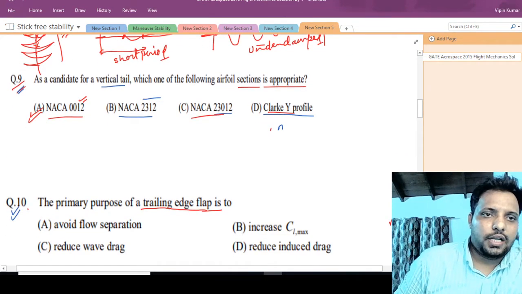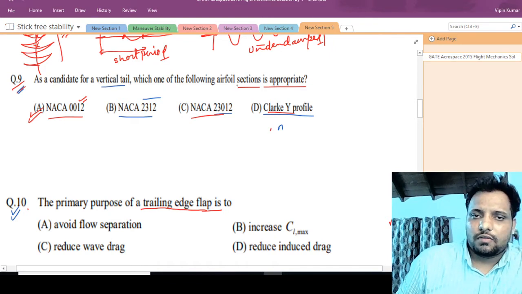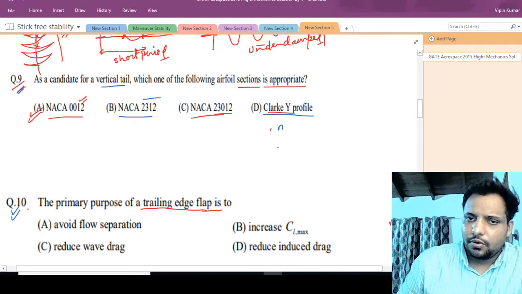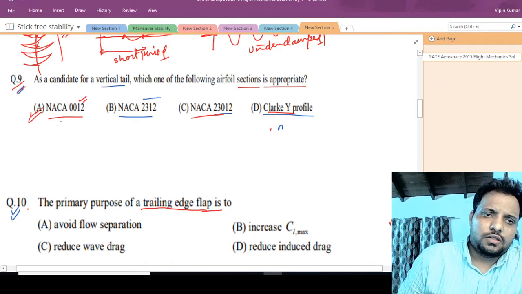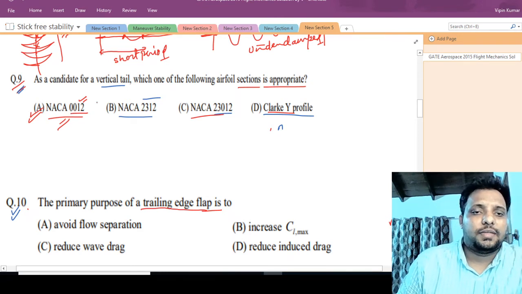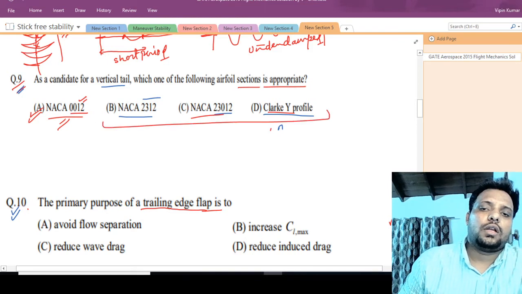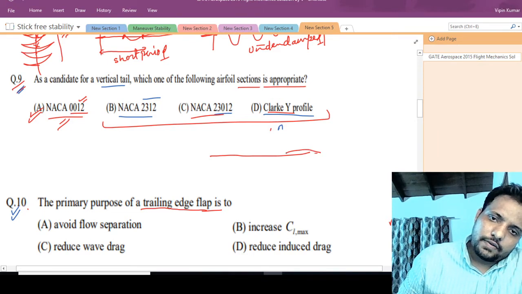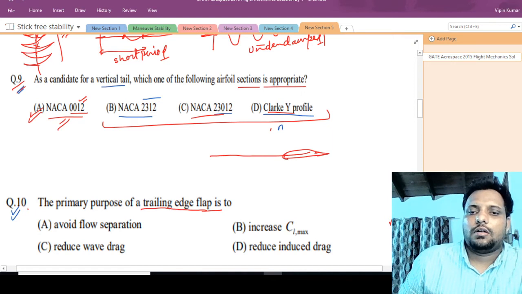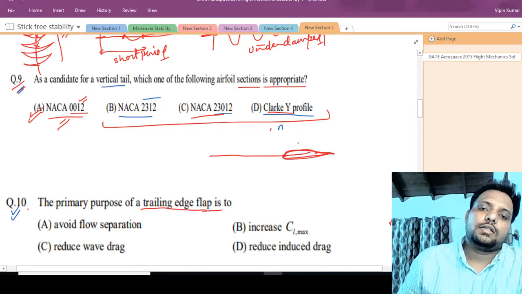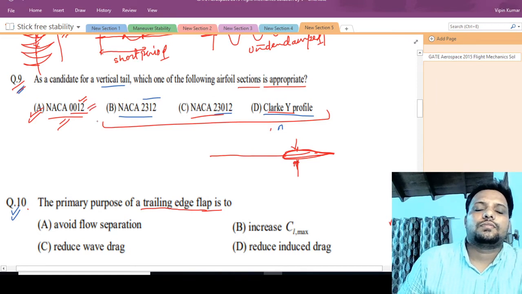Next question is question number 9. Which one of the following sections is appropriate for a vertical tail? So if you know a little about vertical tail design, obviously you should know that the answer is this, because this is the example of a symmetric airfoil, others are cambered airfoils. Okay, and why is a symmetric airfoil required? Because in its trimmed position, when the vertical tail is at its zero angle, there should not be any side force. Okay, and that is only possible in the case of a symmetric airfoil.